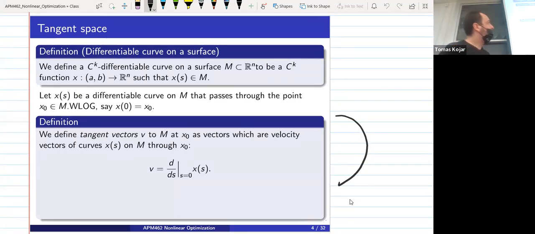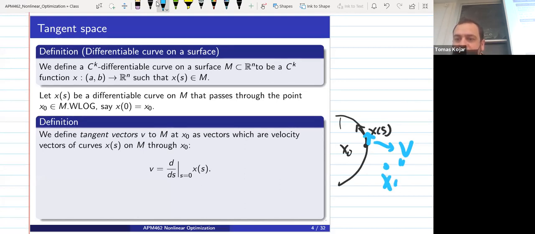Here's what you do. From the point x naught, you start a small curve like this, x of s. This curve x of s is differentiable, so it has a derivative in s. You compute its derivative at the point x naught, and this vector will point this way, like that. This will be v equal to x dot of s at s equals 0.